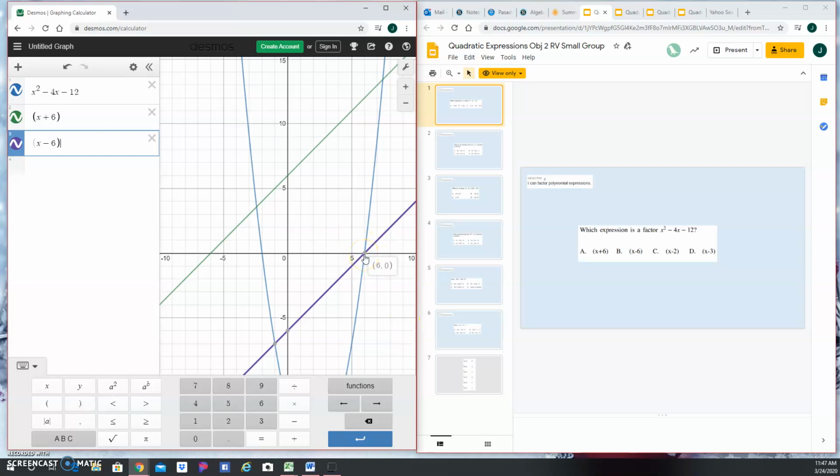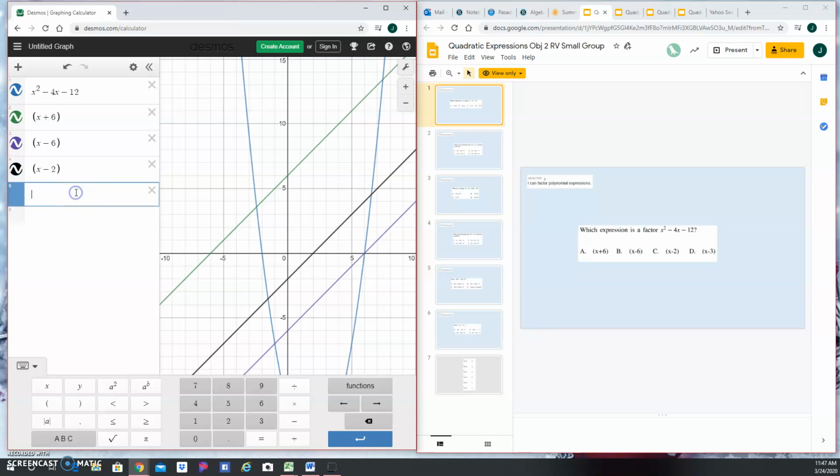But let's go ahead and see the difference between all the choices. I will just plug them all in. I'm now in letter C, which is x minus 2. As you can see, there you go. This is the x-intercept. I hope you're looking. So that is the x-intercept, and it did not go through the x-intercepts of your parabola. So therefore, this is not the answer.